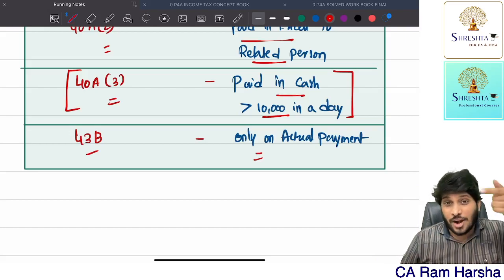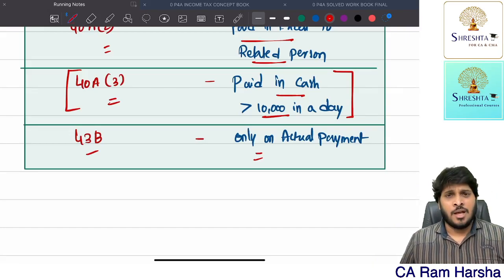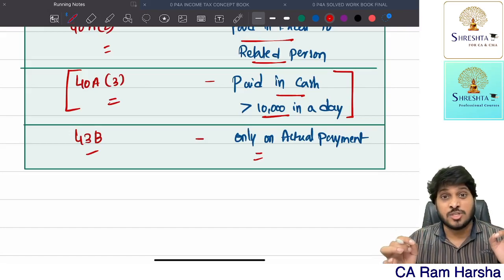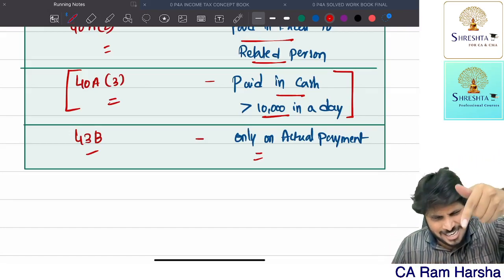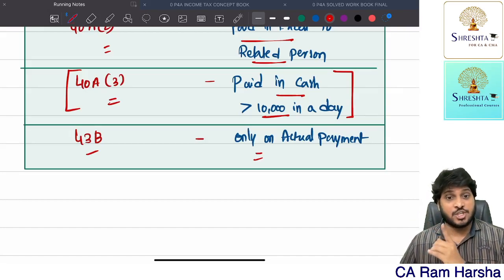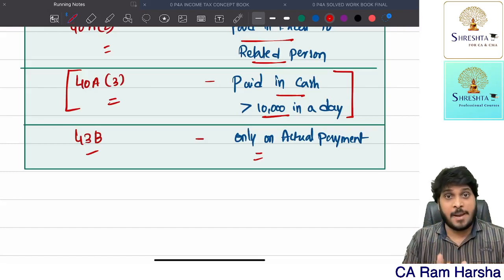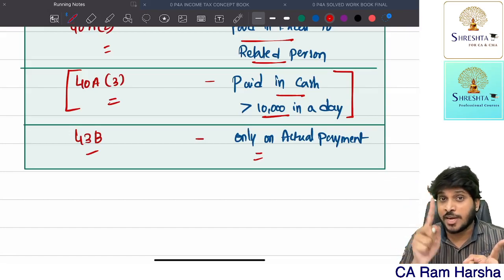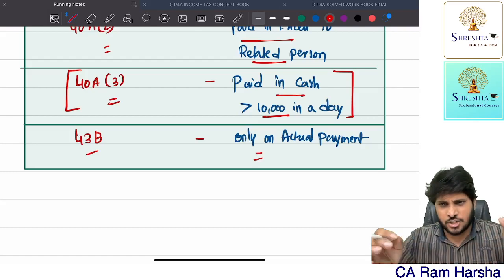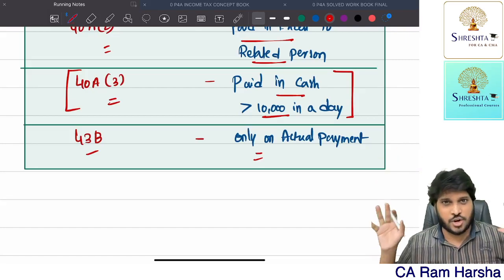That's why the income tax department is saying, if you want to get a deduction for any expenditure, and that expenditure is more than 10,000 rupees in a single day to a single person, you cannot pay by cash. You cannot pay by bearer check. You can only pay by account payee check, by account payee demand draft, or by internet banking, UPI, NEFT, RTGS, the permitted electronic modes. Like that, they have given all the electronic modes.